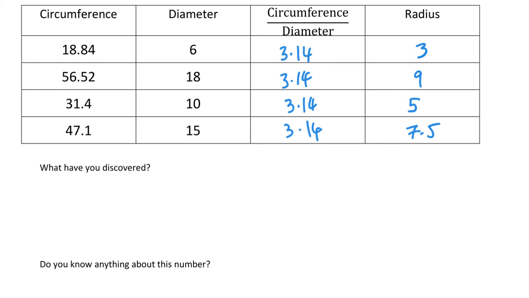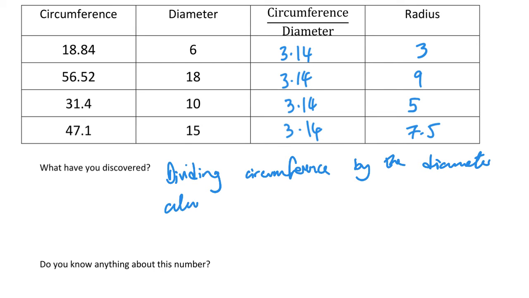So what have we discovered? Well, we've discovered that dividing the circumference by the diameter always gives this 3.14. Do you know anything about this number? Well, maybe you do, but this number is called pi, and it's not just 3.14, it's 3.1415 and so on. Pi is a Greek letter of the alphabet, and we can write it like so.